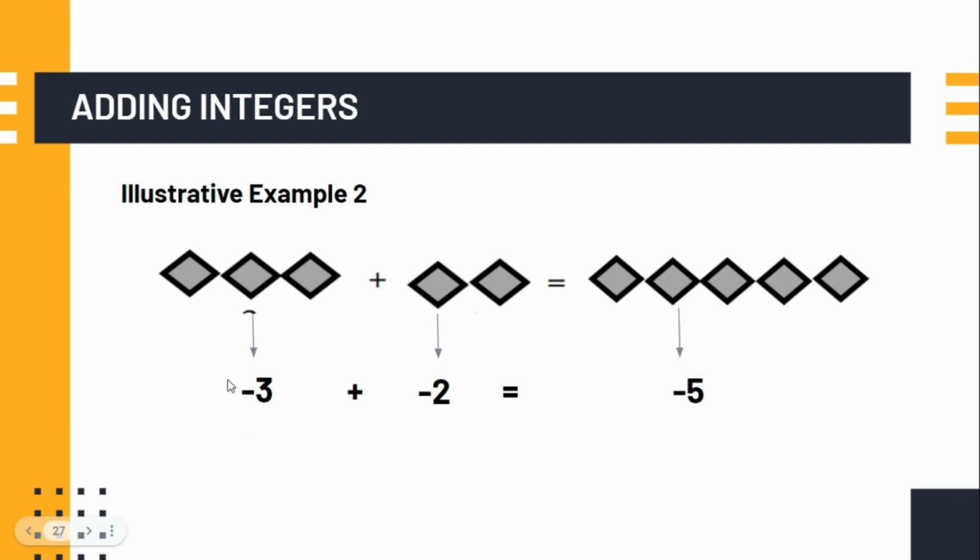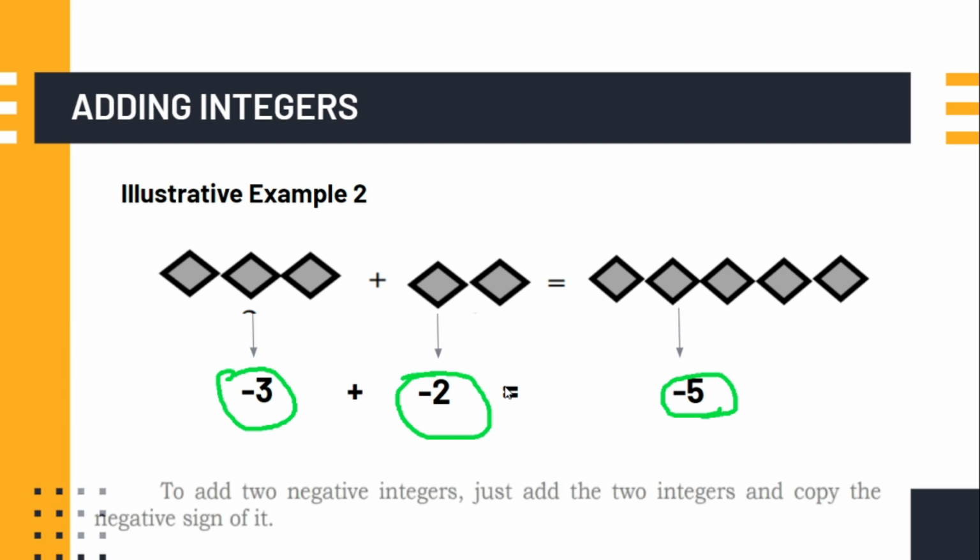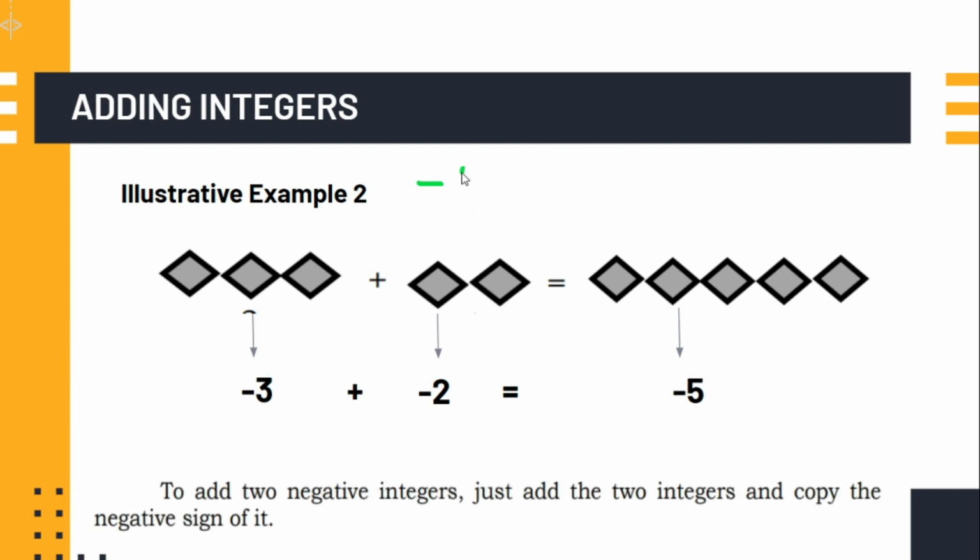If we add two negatives, just add the integers or their absolute values. Disregard their signs. 3 plus 2, that's 5. And then, copy the negative sign. Okay, when we add two negatives, just add them, then copy the negative sign. So, for example, negative 5. Add to another negative, negative 1. So just add them, 5 plus 1, that's 6. And then copy the negative sign.